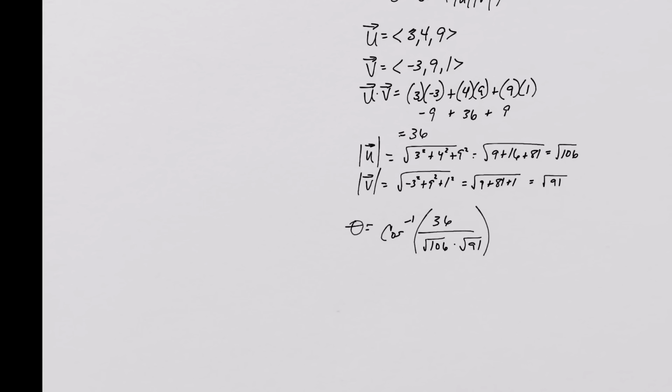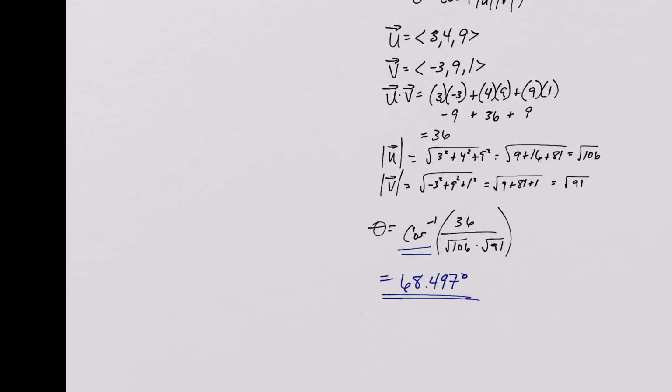So we just put that in our calculator, but make sure that when you put this expression into your calculator, it's set to degrees instead of radians. If you do that, you should get an answer of 68.497 degrees. So now we've shown how we can use this definition, or rather this theorem, to solve for either the dot product of two vectors or to find the angle between two vectors.